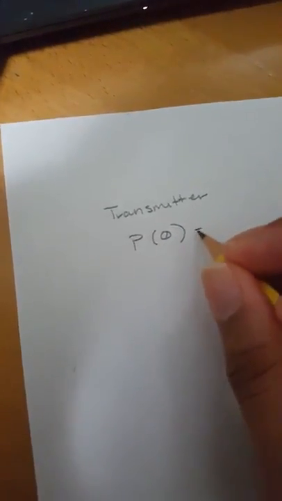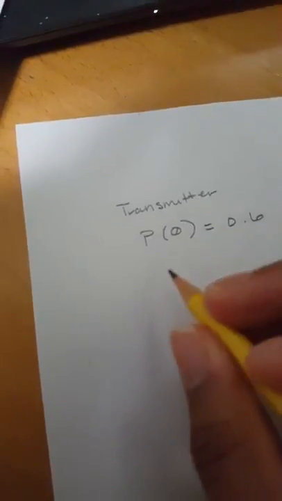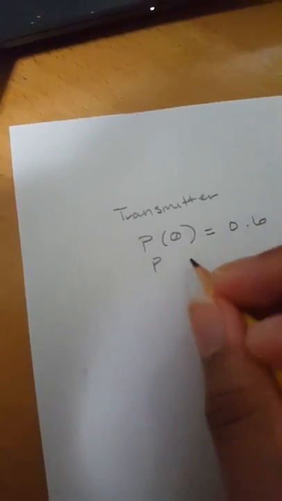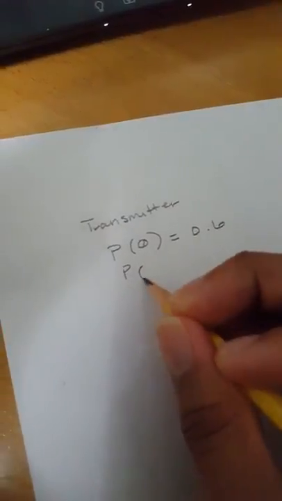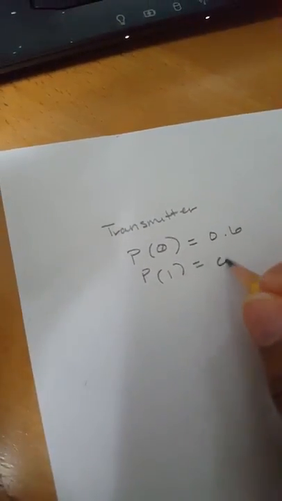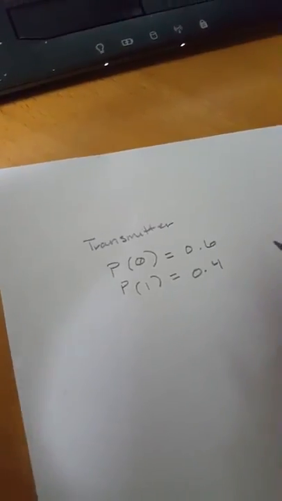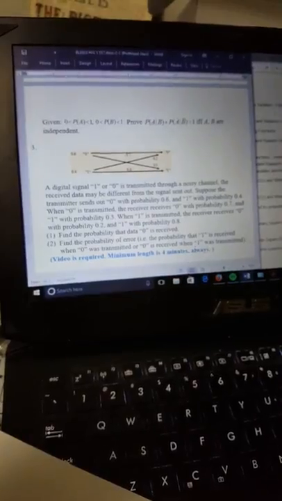So let's see what we have. We have the transmitter, probability of 0 is 0.6, and 0.4. Sorry, I'm doing this with one hand. Then we have a receiver.